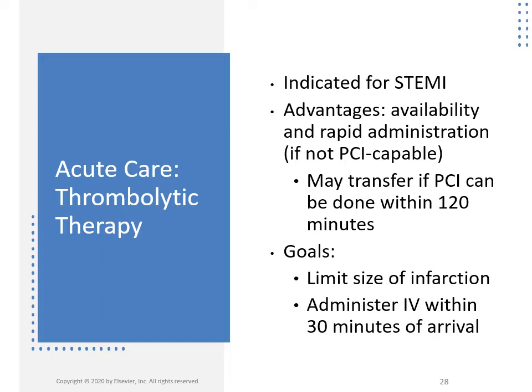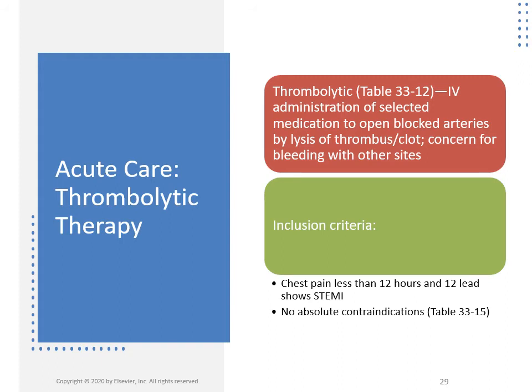Treating STEMIs with thrombolytic therapy aims to limit the infarction size by dissolving the thrombus in the coronary artery to reperfuse the heart muscle. The goal is to give the thrombolytic within 30 minutes of the patient's arrival to the ED. The inclusion criteria for thrombolytic therapy is a patient who's had chest pain for less than 12 hours and a 12-lead EKG that shows changes considered for thrombolytic therapy. You must have no absolute contraindications.